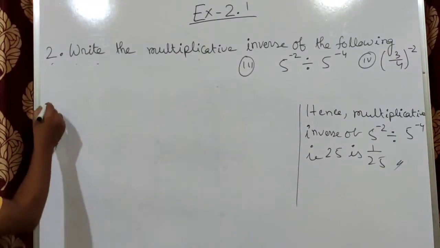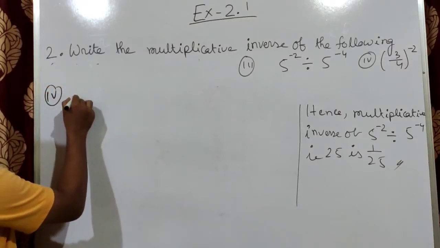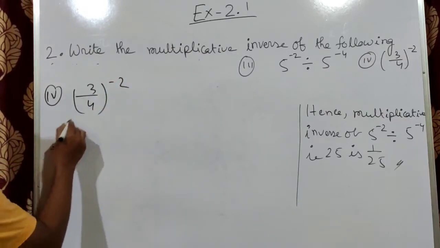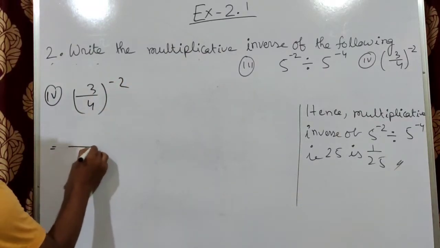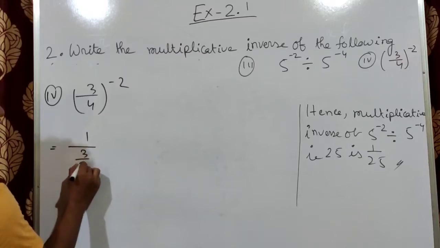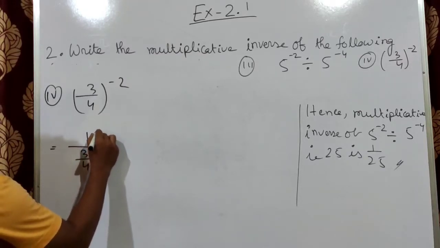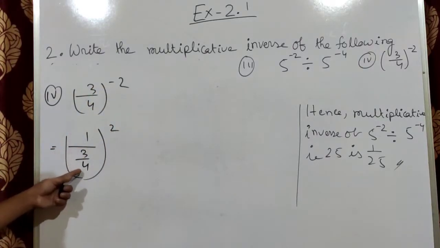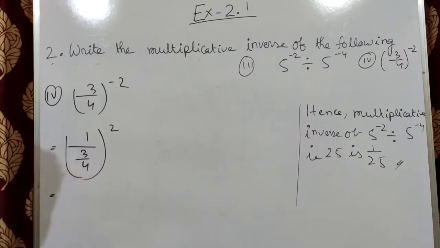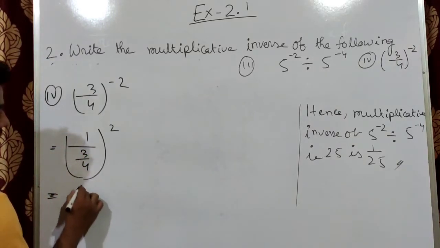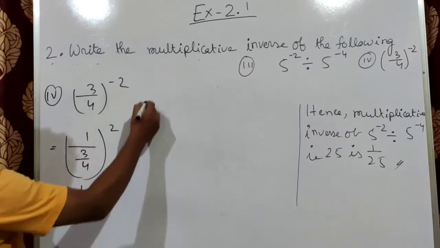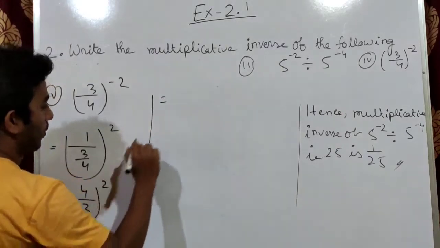So our next question is (3/4)^-2. We can write it in the form 1/(3/4)^2, right? This sign will be positive. Now this 4 will go in the denominator, so it will be (4/3)^2. Okay, so the next line will be (4/3)^2.